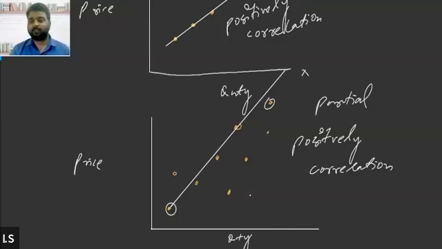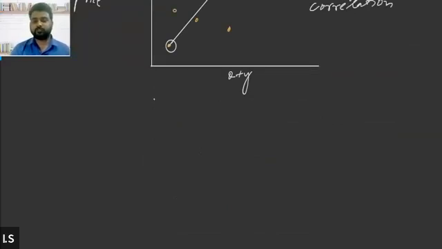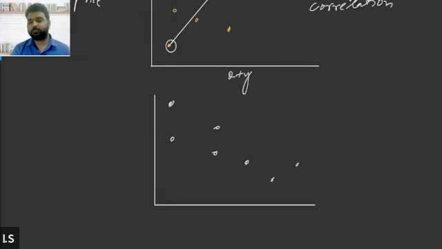But what a scatter diagram does is give you a fair idea of what kind of relationship exists between two variables, whether there is a perfect correlation, negative correlation, partial positive, or partial negative. Let's suppose when you draw the diagram, all the dots are coming downward, moving from the y-axis to the x-axis. That means the two variables are negatively related with each other.